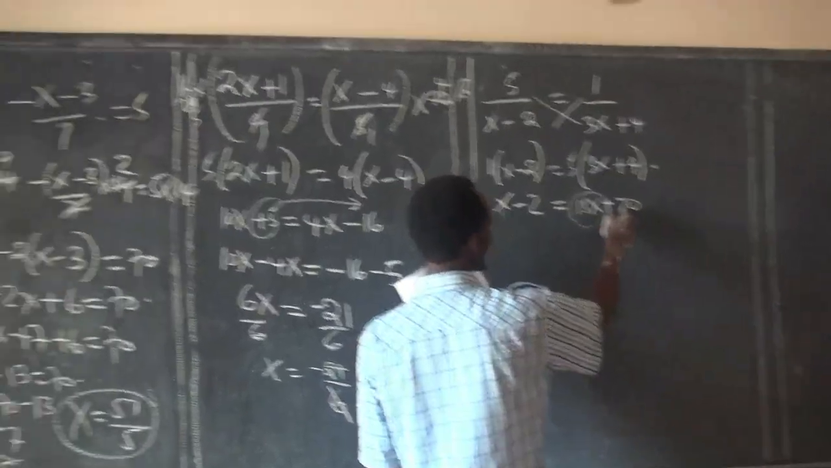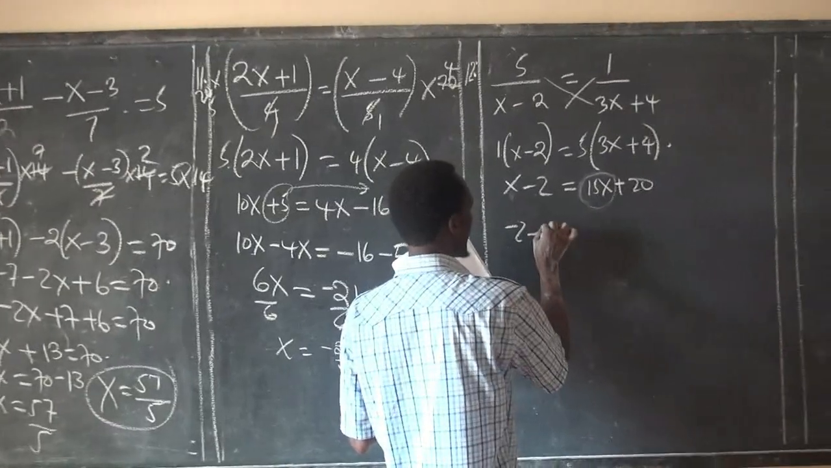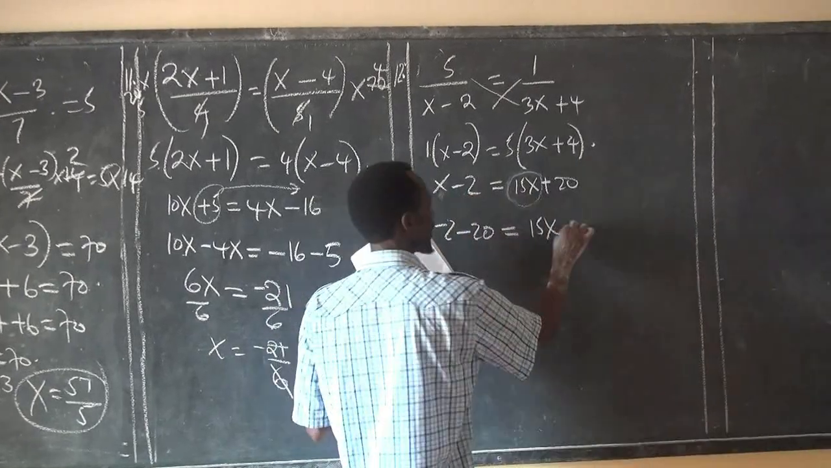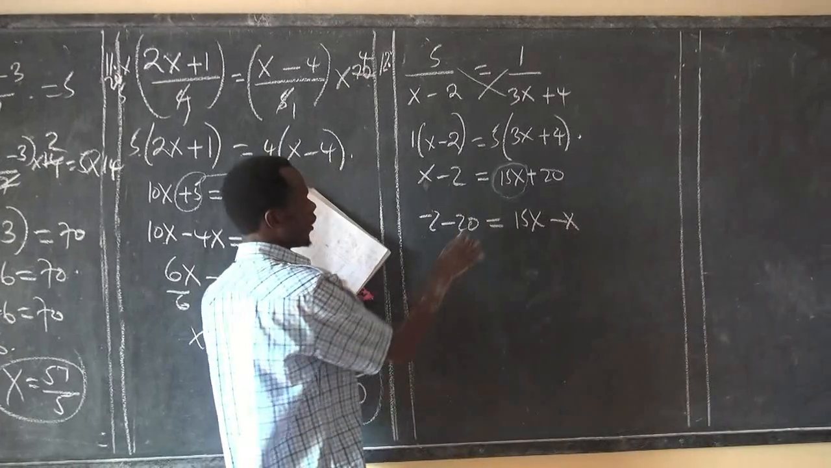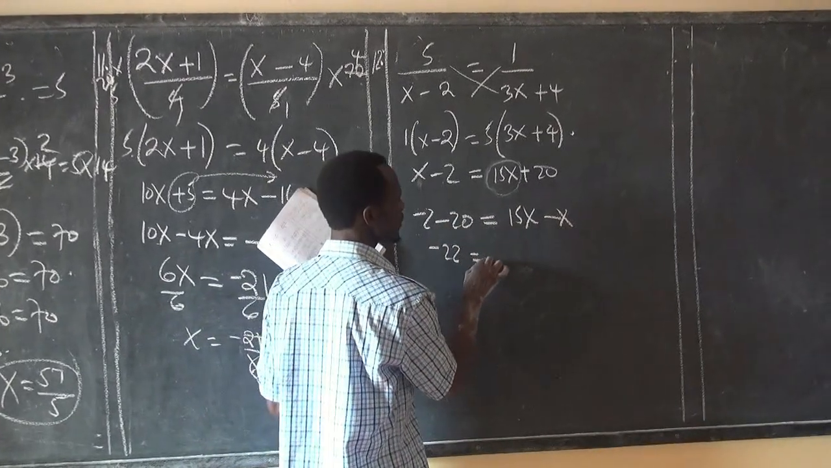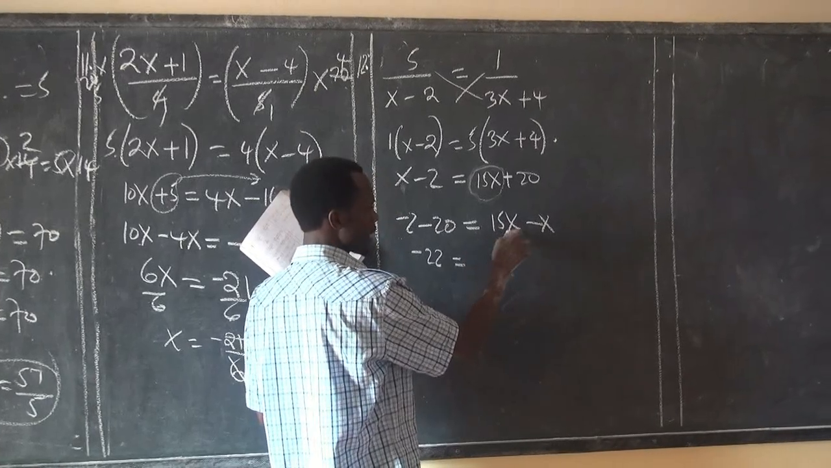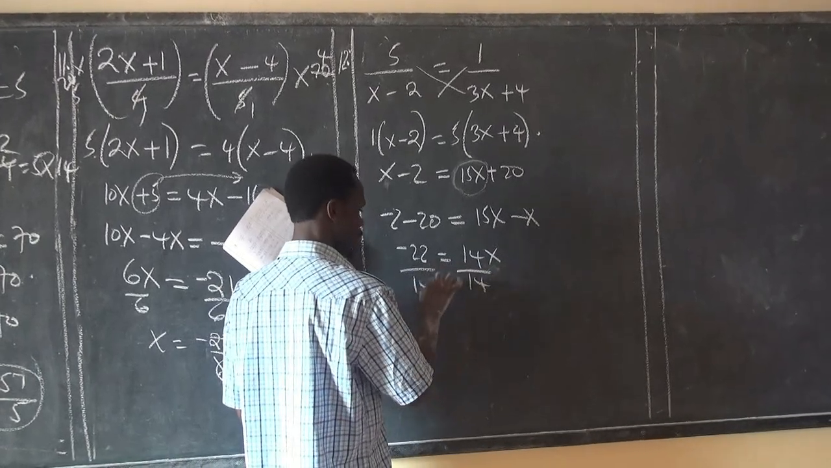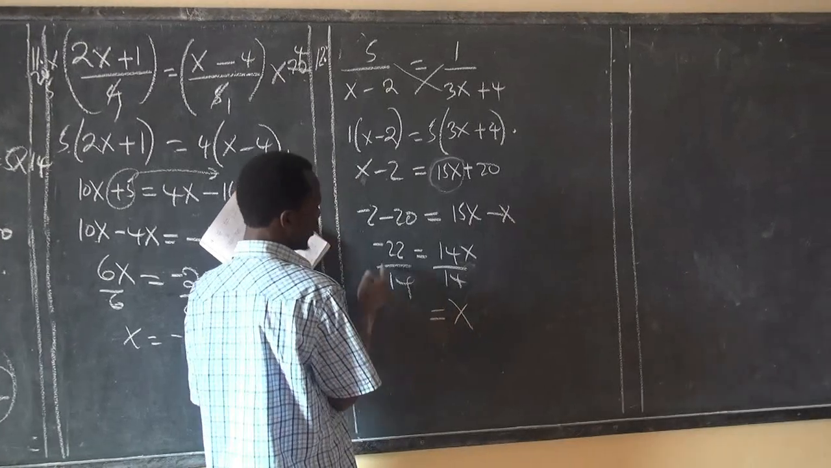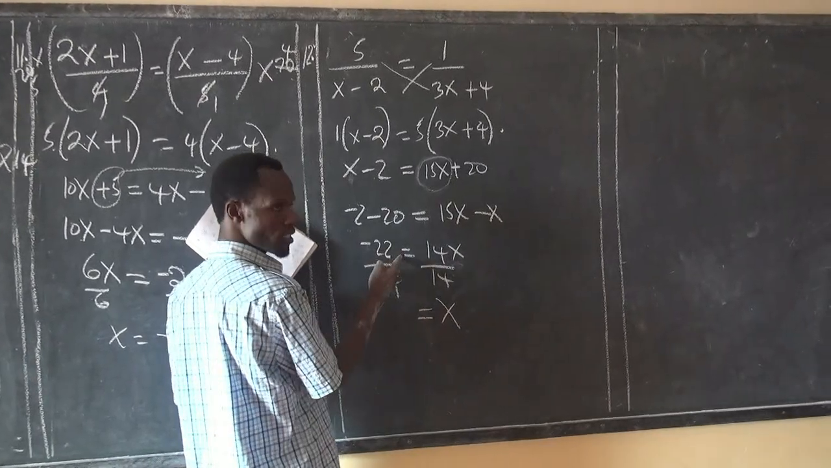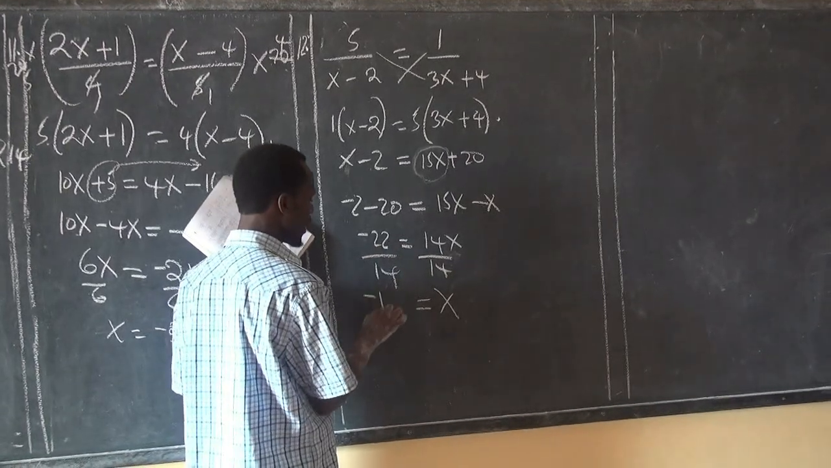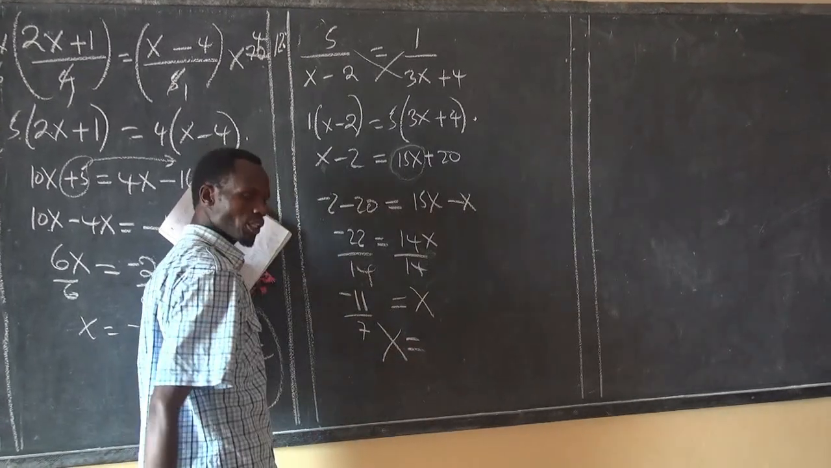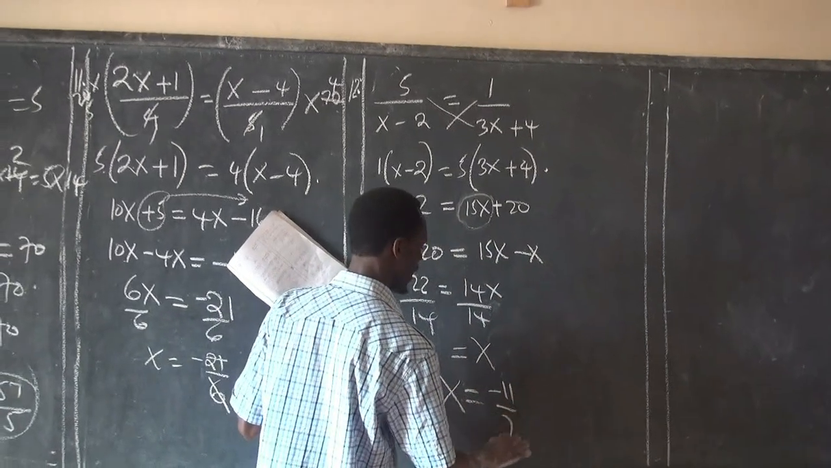Let us see. This is 20. Now negative 2, negative 20, is equal now to 15x. Taking this to the other side becomes negative x. Now, this is negative 22 is equal now to 15x minus x. You get 14x. We divide by 14. Now, x is equal now to negative 22 over 14. You can simplify, by 2 here negative 11, by 2 here it is 7. x is equal to negative 11 over 7.